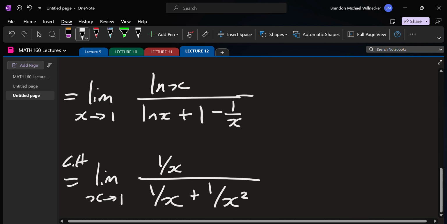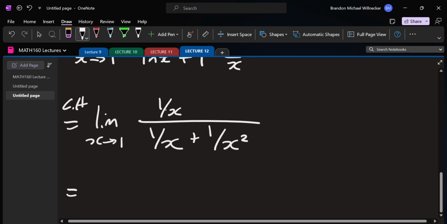Do we still have a problem? In the top, we have 1 over 1, that's just 1. Nothing wrong with that. In the bottom, we have 1 over 1 plus another 1 over 1. No problems there. So we have a 1 at the top, we have a 2 at the bottom, so it's just a half. At this point, when we can directly substitute, then we're fine. We don't have to worry about anything anymore. Everything's nice and continuous. You can just substitute 1 and you get your answer.